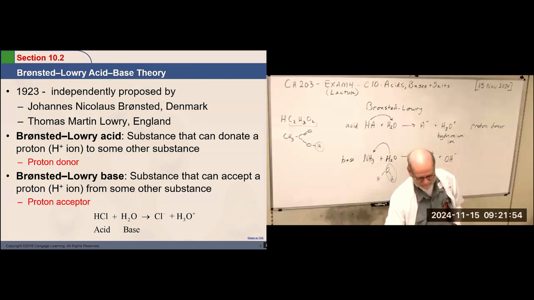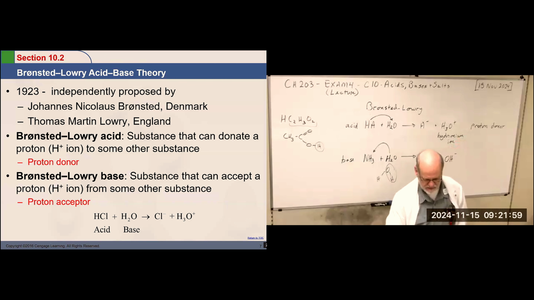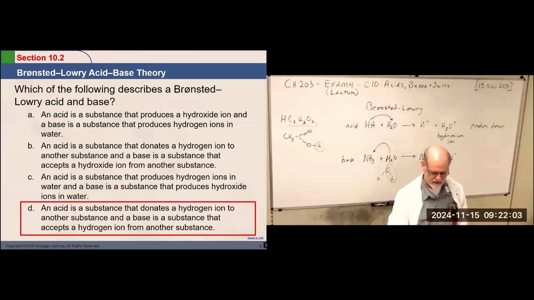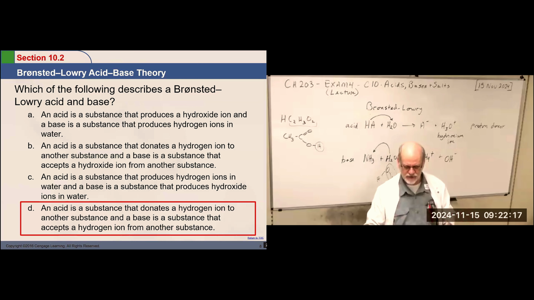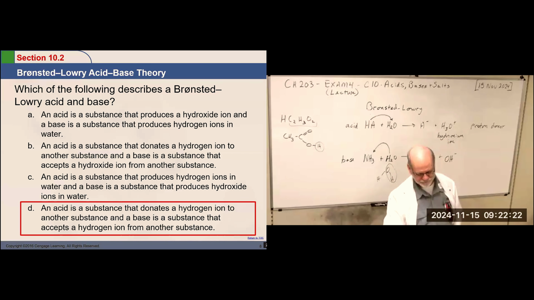Okay. All right. So, which of the following describes Bronsted-Lowry? It's that one right there. It's based upon proton or hydrogen. I say proton because what do you have with a hydrogen atom when you take the electron away? There's nothing left but a proton, right? For most of the isotopes. We'll leave deuterium and tritium out of the mix right now, but they're still in there. I just use proton for convenience.